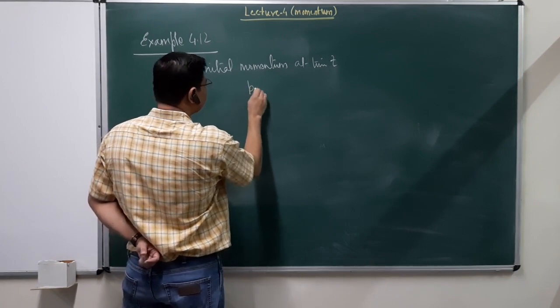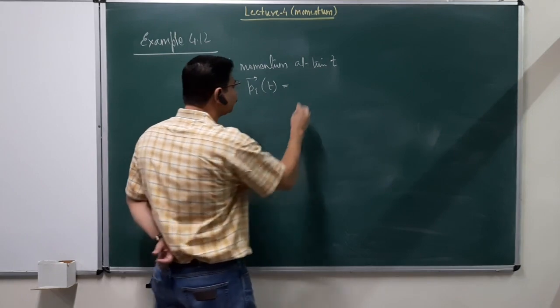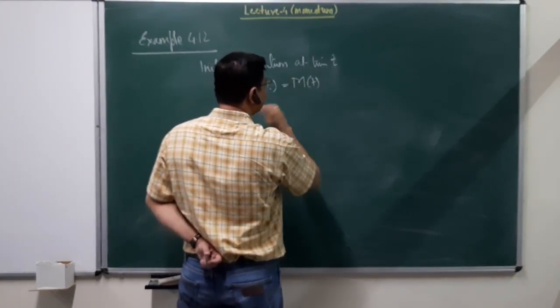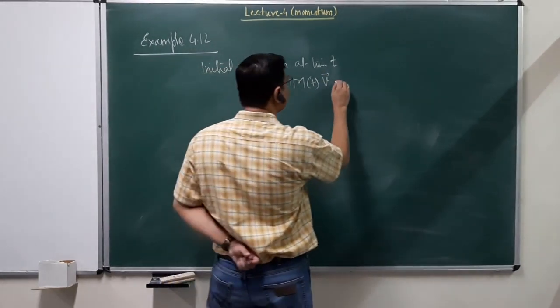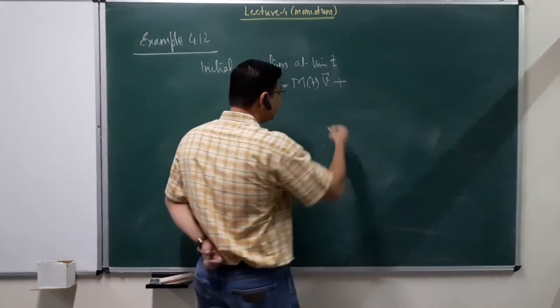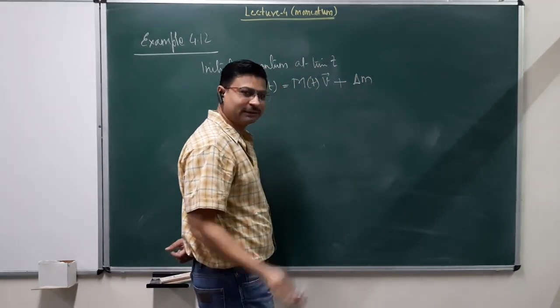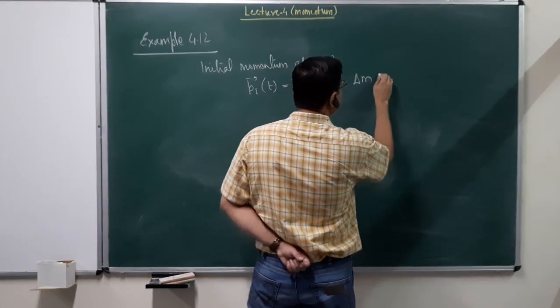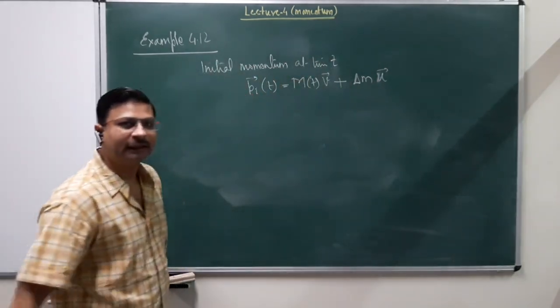So we'll write it down as p_i at time t is equal to the total mass of the rocket, let us say it's capital M, and it's moving with velocity v, plus, let us say in the same time, delta M is the mass of the dust particles, and this is moving with velocity delta u, right?